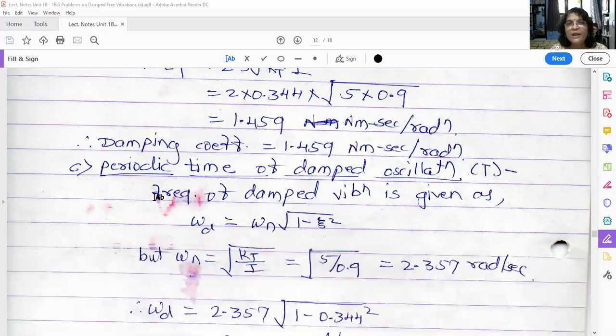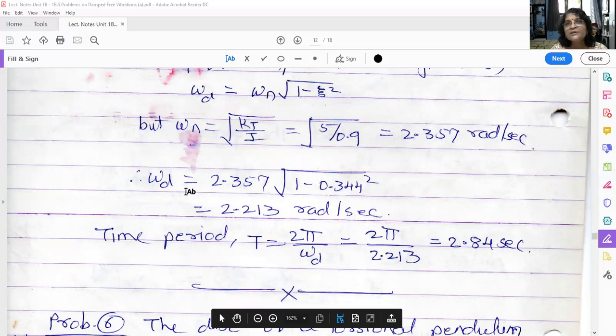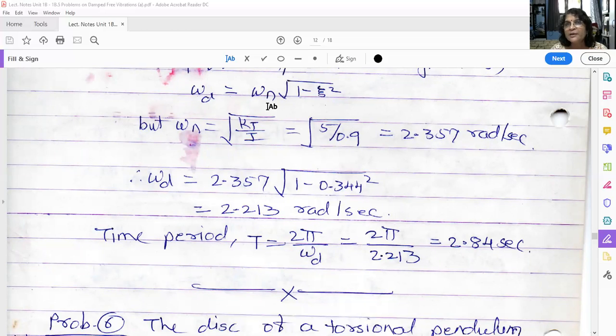Now, thirdly, we have to find out the time period for damped vibration. The time period is given by T is equal to 2 pi upon omega d. So I want to find out omega d. Omega d is equal to square root of 1 minus zeta square into omega n. Zeta already we have found out, so find out omega n so that you can find out omega d.